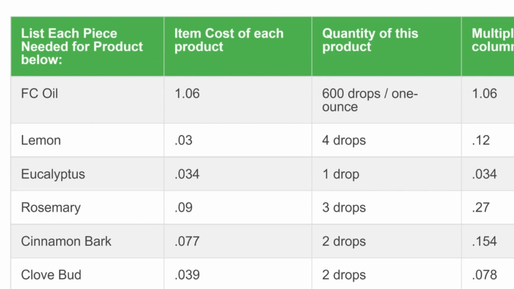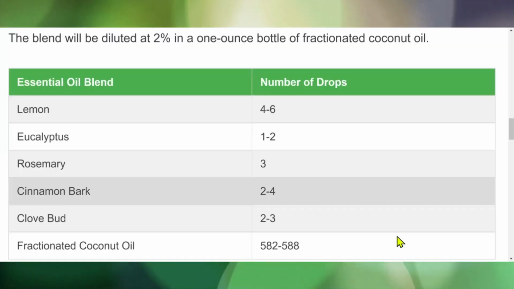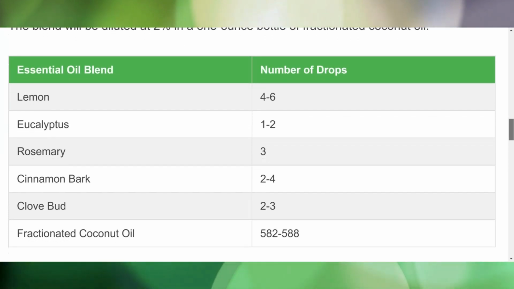So in my example, I have the immune boost all broken down here by the drop. Now I'm going to be making this blend in a 2 ounce, or actually a 1 ounce bottle, and I'm going to do a 2% dilution on this. So this is going to be something in a fractionated coconut oil blend. I'm going to be showing you here, this is my blend, which I have lemon, eucalyptus, rosemary, cinnamon bark, clove bud, and fractionated coconut oil.